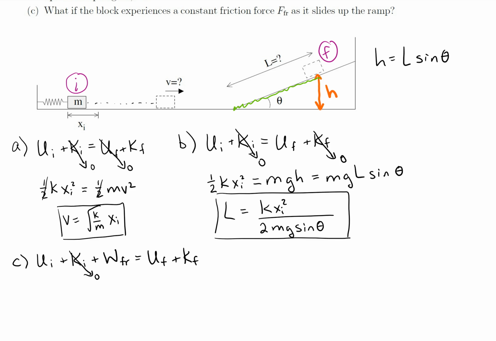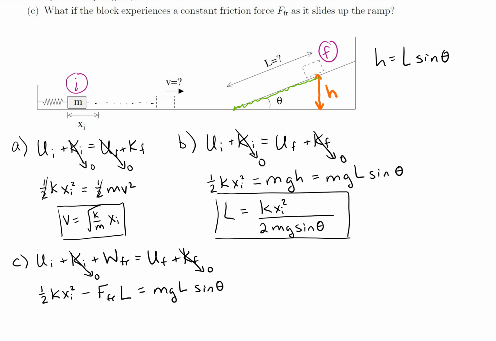So it's the same situation. K initial and K final are both 0. My initial potential energy is 1/2 k x initial squared. The work done by friction is going to be a negative force of friction times the distance that the friction acts over, L. And that has to equal the final gravitational potential energy, mgL sine theta. Now the negative sign here in front of the work done by friction means that friction is taking away energy from the block. So it's decreasing the amount of energy that the block has.